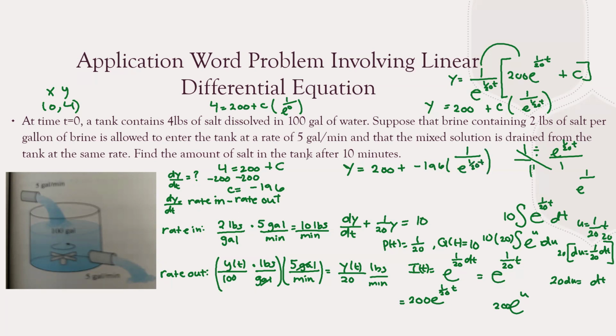And then what you're going to do is find the amount of salt after 10 minutes. So our t is time, so it's going to be y of 10. That's 200 minus 196 times 1 over e, and then replace t with 10. So 10 times 1 over 20 is 10 over 20, which can be reduced by 10, which is 1 over 2. And we put that in the calculator, that is about 81.1 pounds. Okay, so your final answer will be 81.1 pounds.